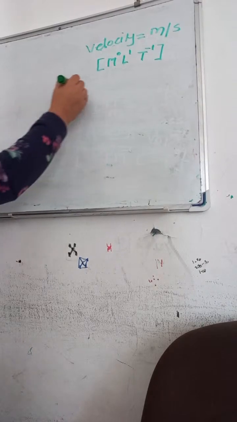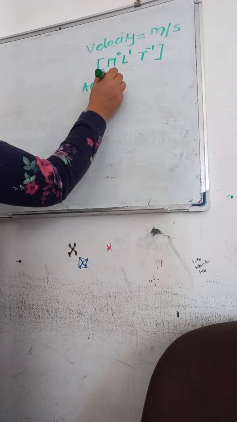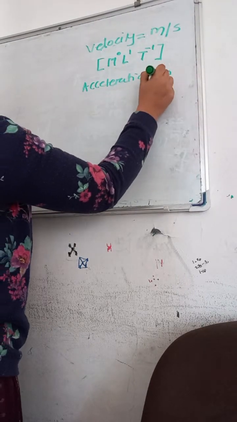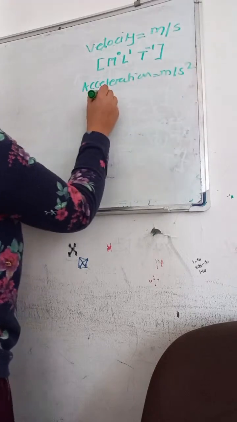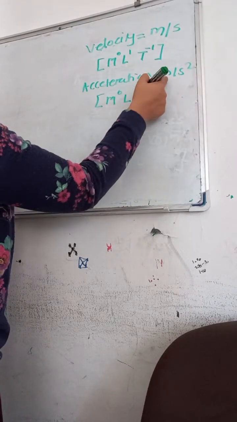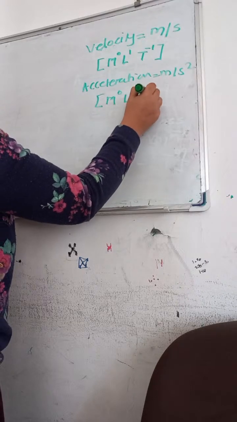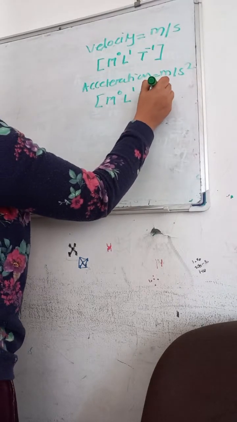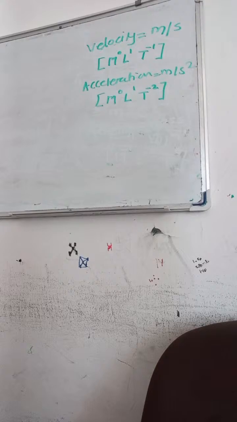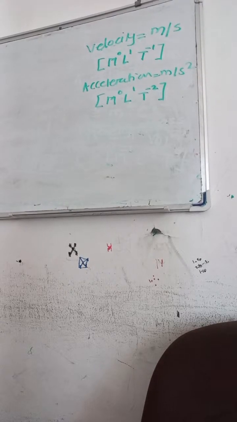Then if we take acceleration, its unit is meter per second square. Then we can write here again mass is 0, meter is related to length, 1, and second raised to 2 is minus 2, because second is going to the numerator.